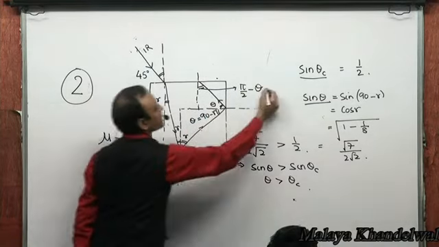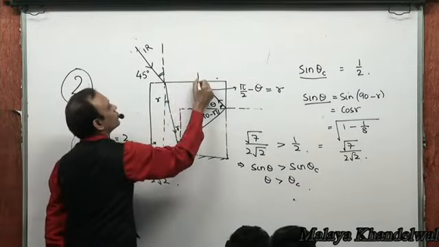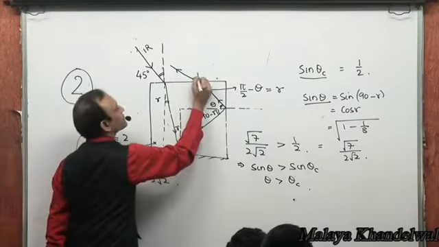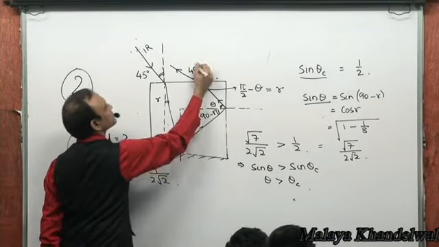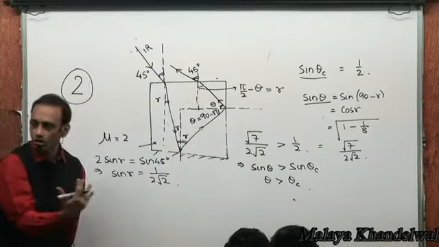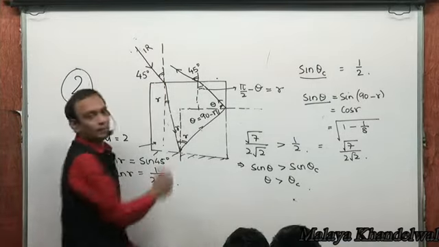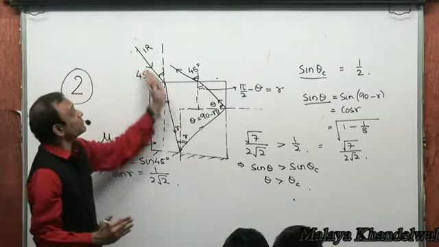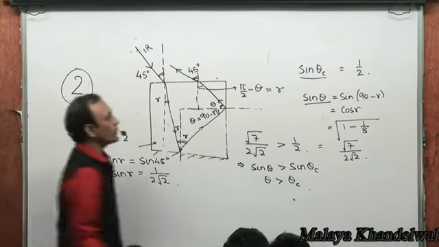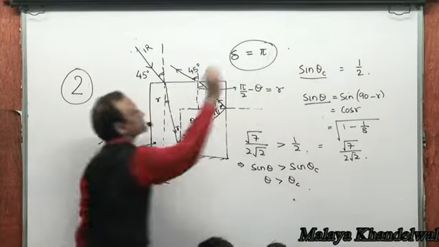But 90 minus theta is r. So if this angle is r, which is the same as this angle, then to preserve the mu, it will get refracted at 45 degrees, isn't it? If this is r, this has to be 45. Snell's law, right? That means the incident ray and emergent ray are parallel to each other. If they are parallel, deviation is 180 degrees. So total deviation produced is pi radians or 180 degrees.